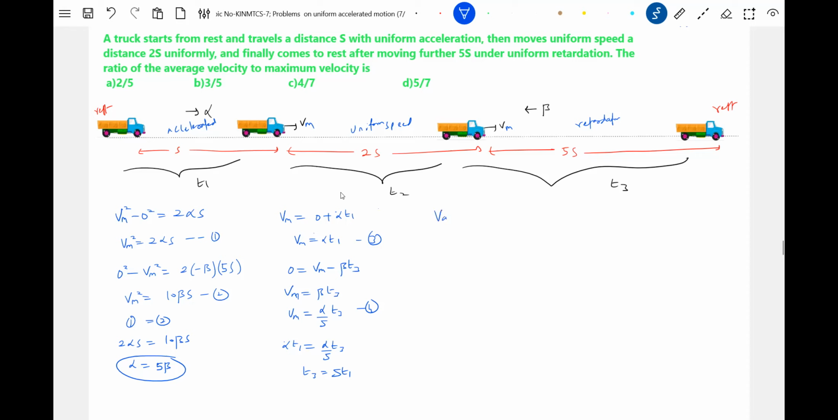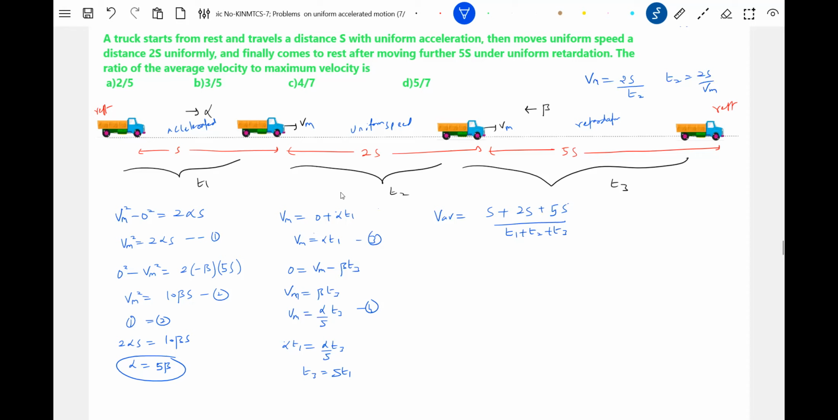Now let me directly get into the average velocity. Distance covered is 8s, by the total time T1 plus T2 plus T3. We know T1 and T3 are related by an equation, but we don't know T2. What is T2? Vm equals the distance covered in uniform motion, 2s, divided by T2. So T2 equals 2s by Vm.